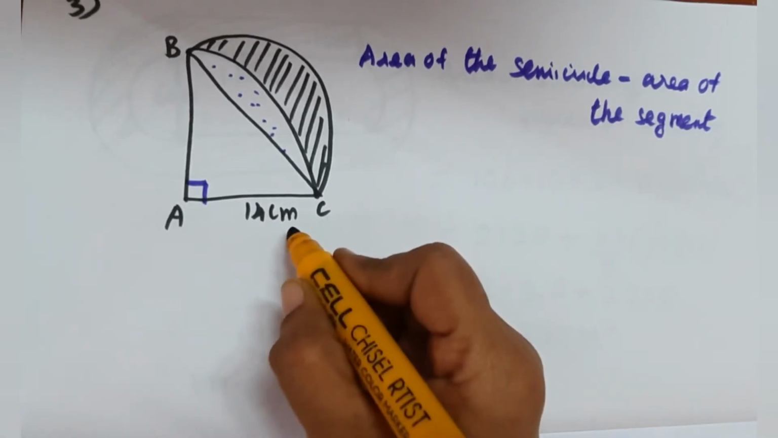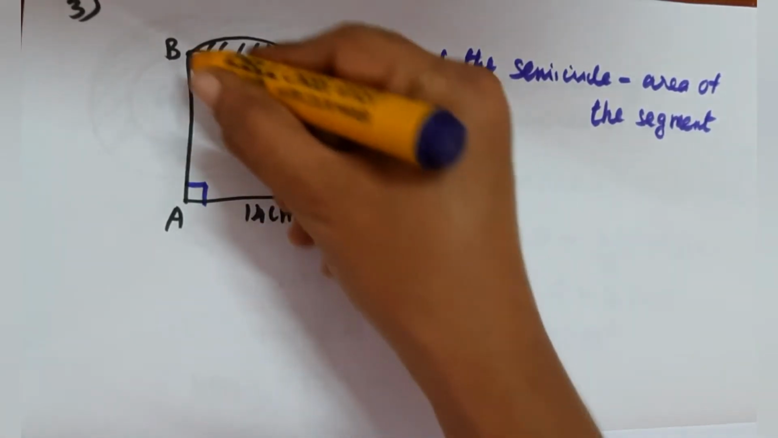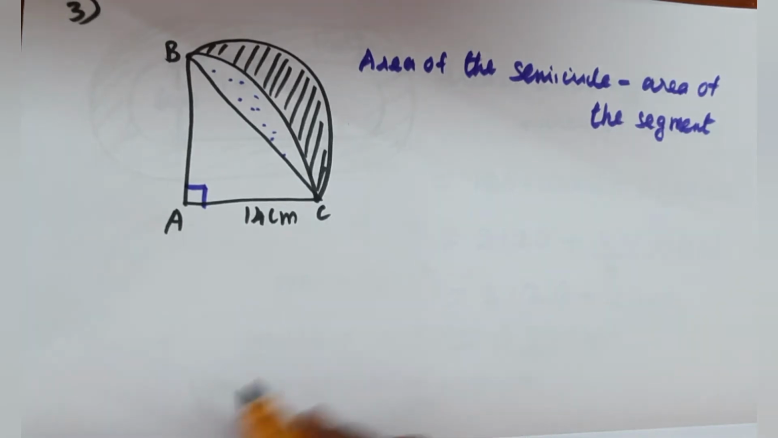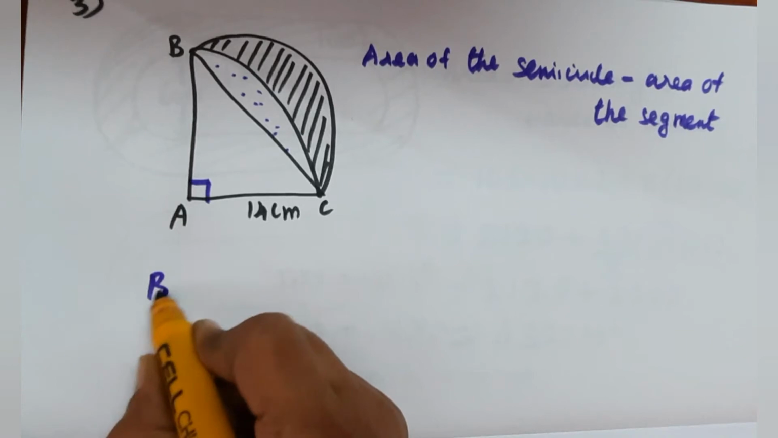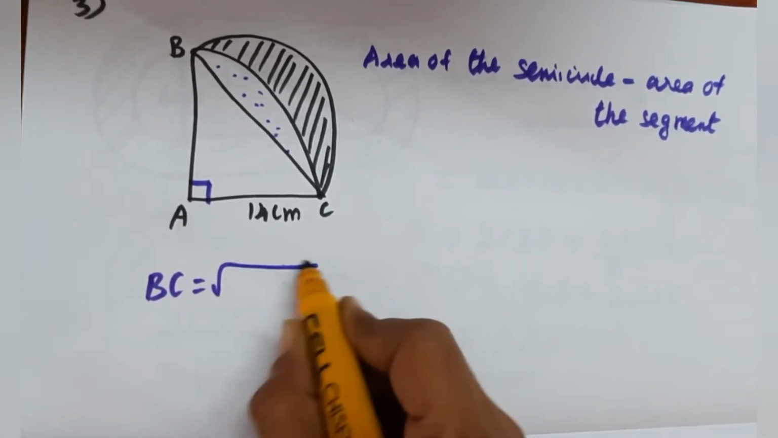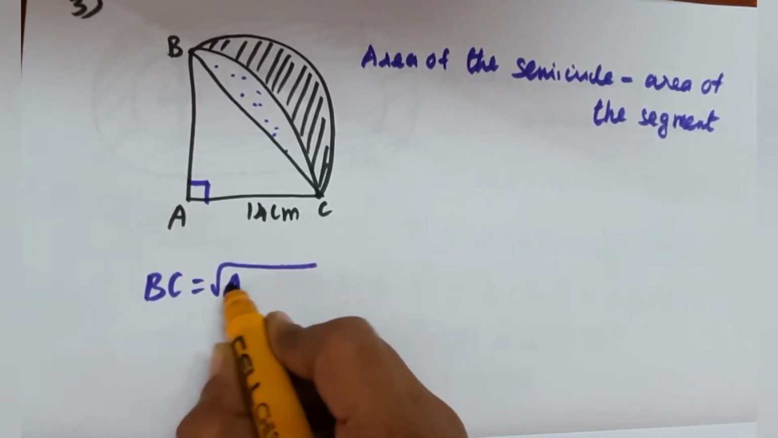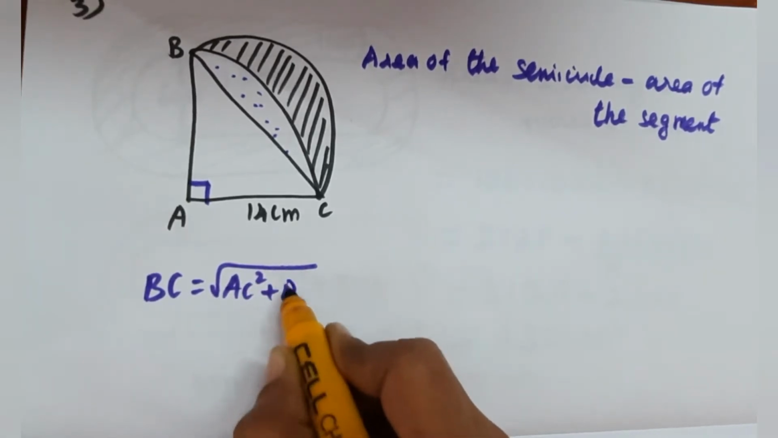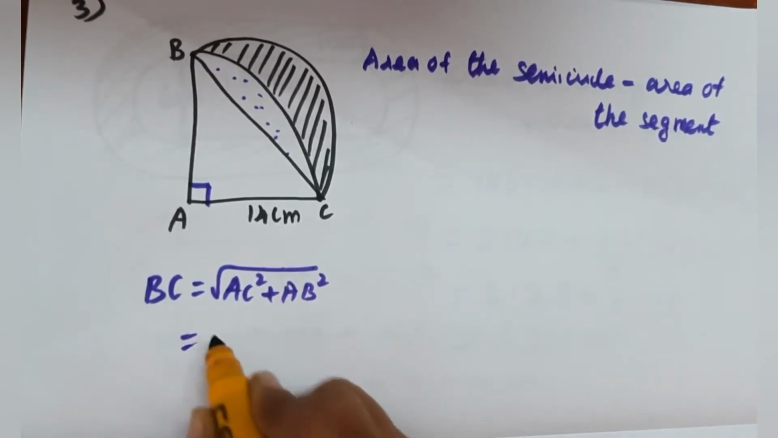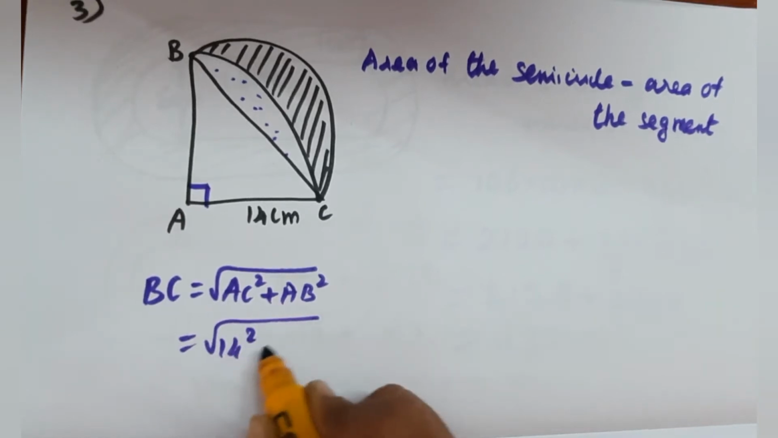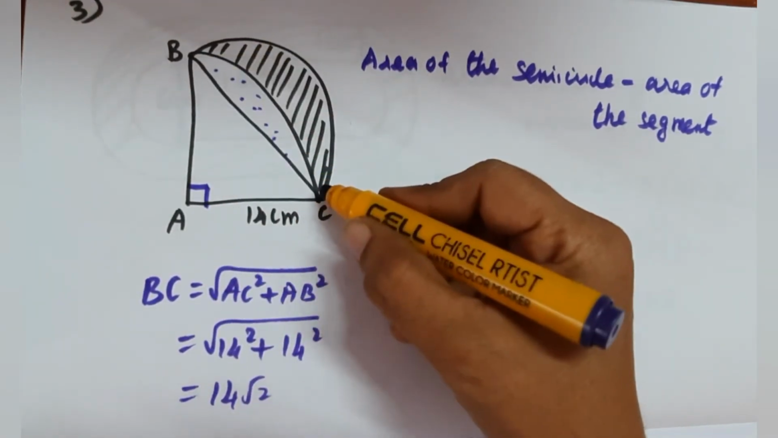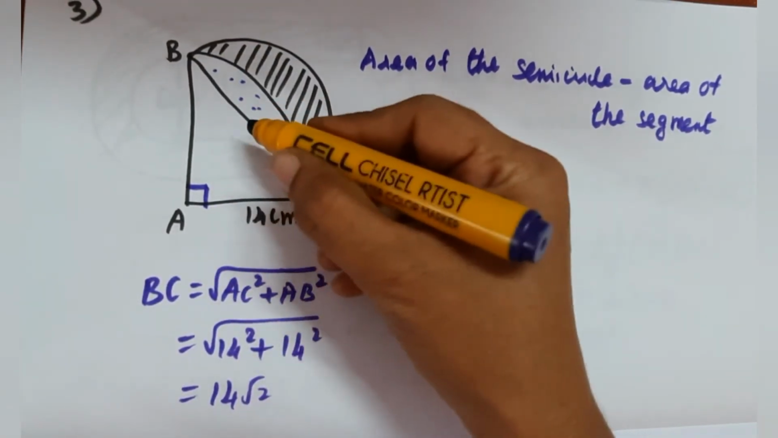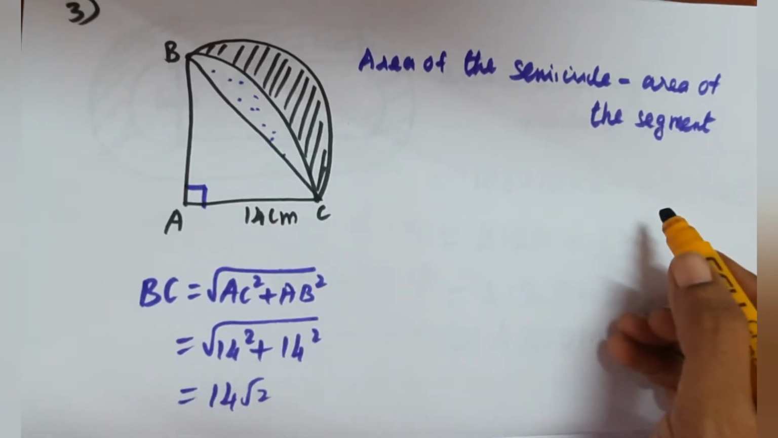We know only the distance AC is given. We don't know BC over there. To find BC, we can use the Pythagoras theorem. BC will be equal to the square root of AC square plus AB square, which is 14 square plus 14 square, which is 14 root 2. BC is the diameter over there, so the radius will be equal to 7 root 2.